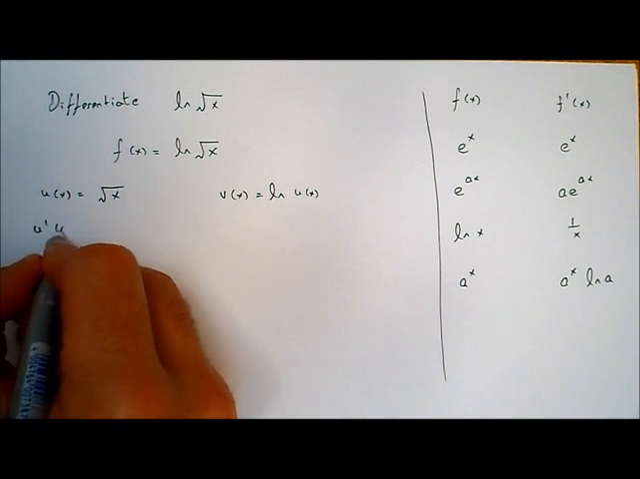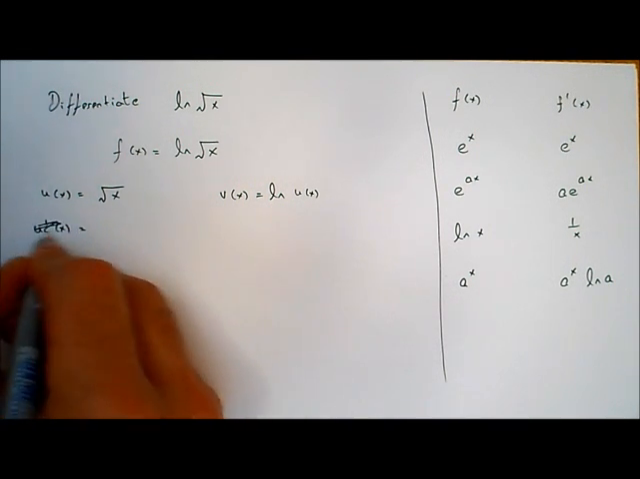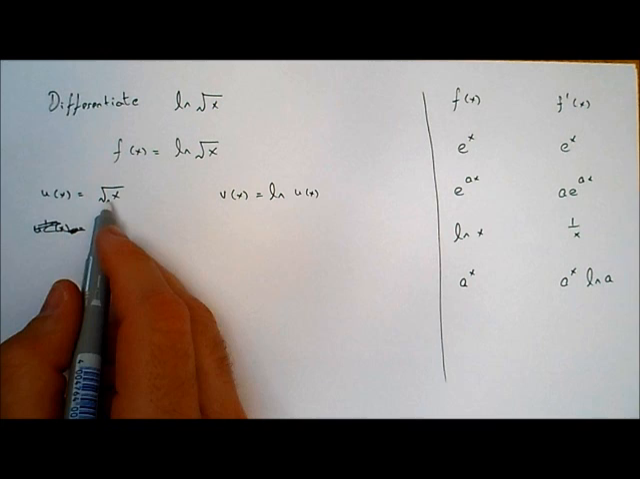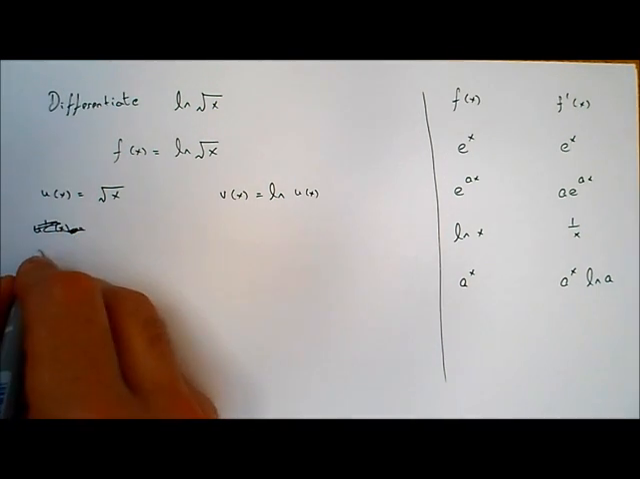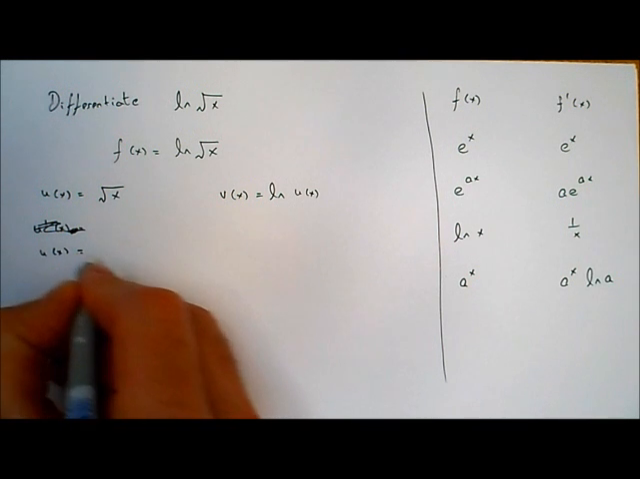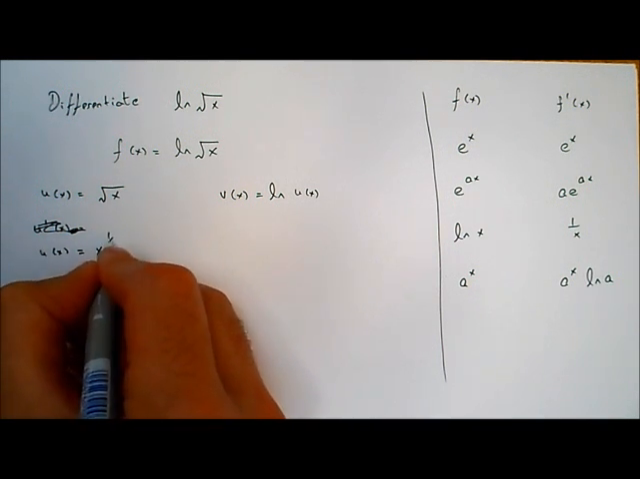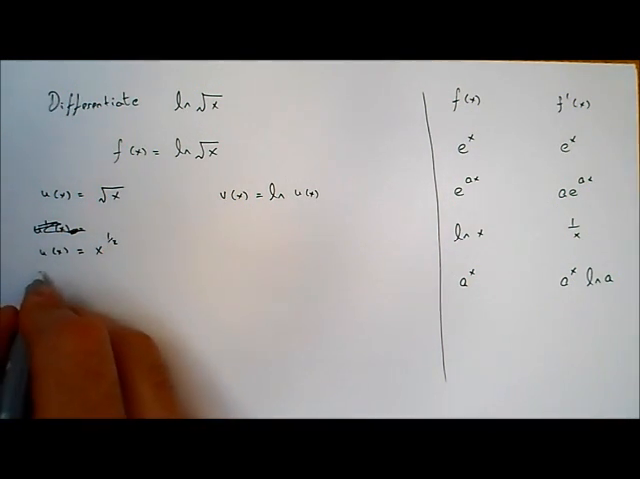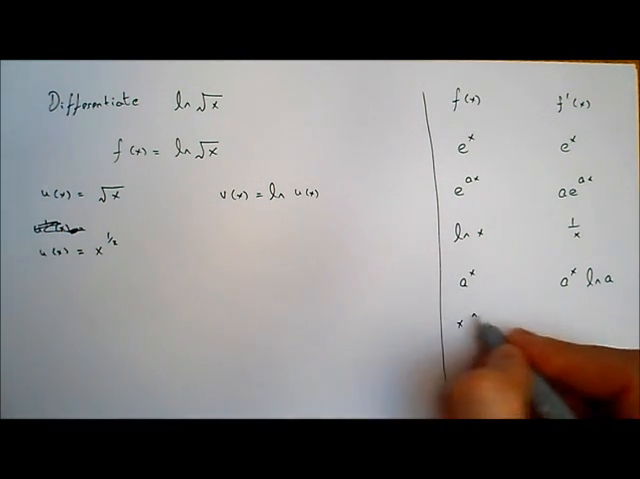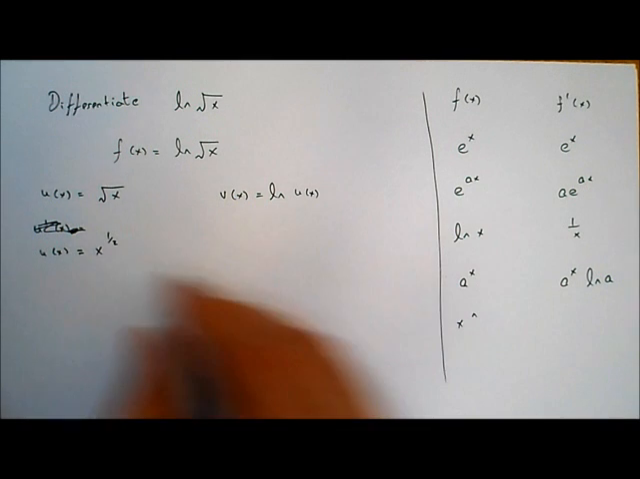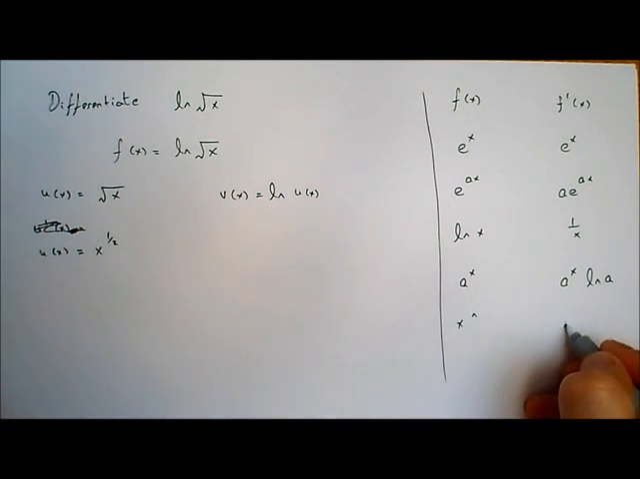Before we differentiate the square root of x, we should remember that we have to write it as x to the power of a half. So u of x, instead of the square root of x, I'm going to write as x to the power of a half. And now it's easy to differentiate using the x to the power of n rule. If you remember, when I differentiate something that looks like x to the power of n, I get n x to the power of n minus 1.